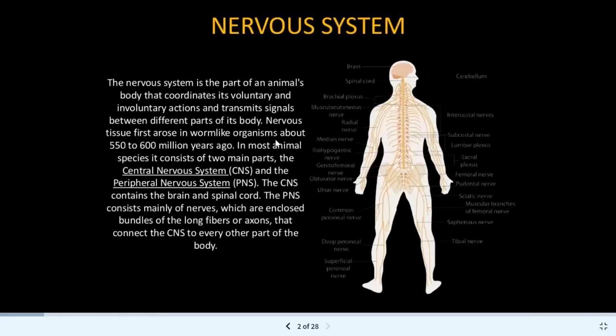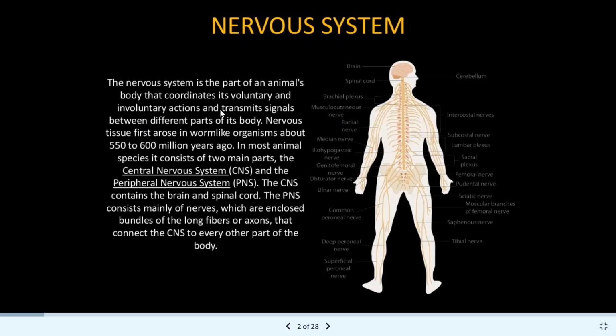You can see this one, nervous system. This paragraph reveals that the nervous system is the part of an animal's body that coordinates its voluntary as well as involuntary actions. All of you know that there are two types of function: voluntary and involuntary actions. These are coordinated by the central nervous system, and it transmits signals between different parts of the body.